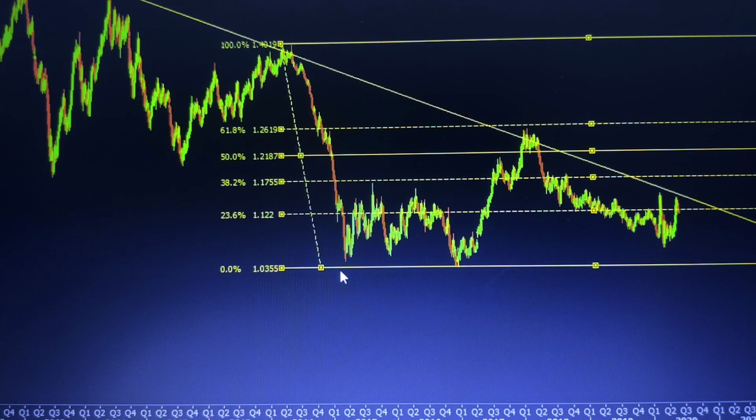So that's all about Fibonacci retracement. I tried to explain what kind of strategy you have to use with Fibonacci retracement in an uptrend or downtrend, and how we draw it.